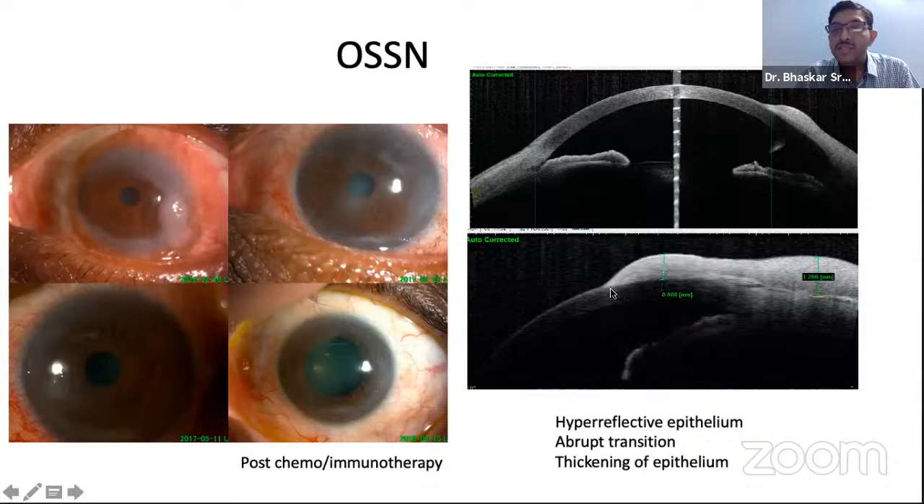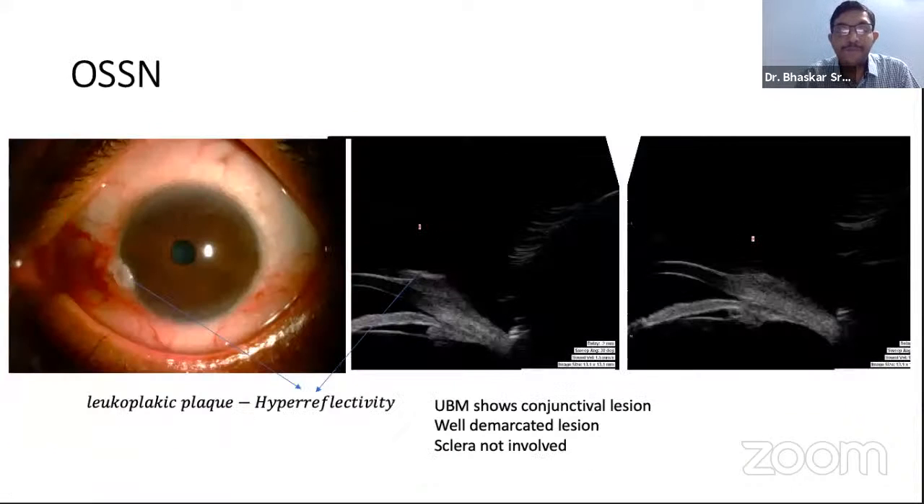And this shows the increased epithelial hyperreflectivity and thickness. It shows the abrupt transition of the epithelium from the normal corneal epithelium to the abnormal epithelium. But if you look at this area, this is the normal area. So ideally, if you have a scan through this area, it will actually show you a much better orientation of the epithelial thickness.